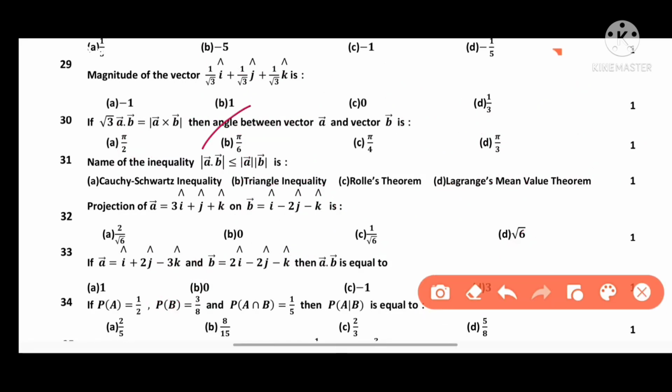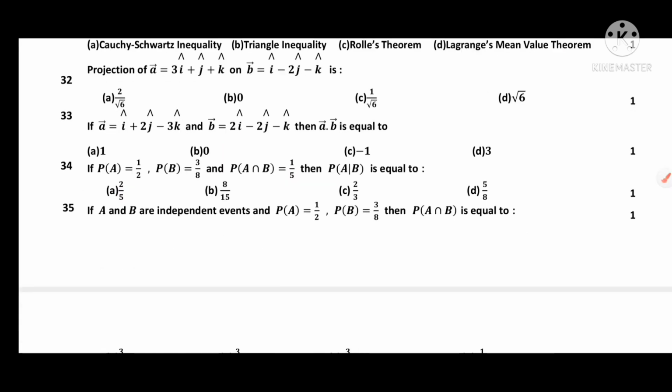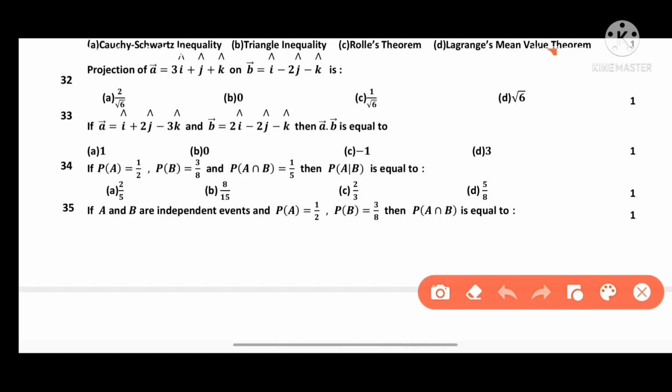Next, name the inequality. This inequality is known as Cauchy-Schwarz inequality. Next, question number 32. Projection of A vector is equal to 3 i cap plus j cap plus k cap on B vector is equal to i cap minus 2 j cap minus k cap is. Now, according to formula of projection, projection of A on B is equal to A vector dot B vector divided by magnitude of B.